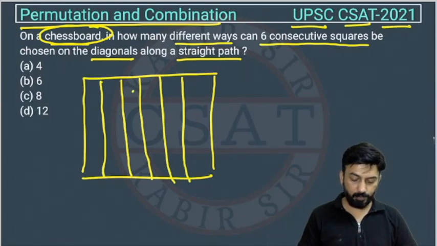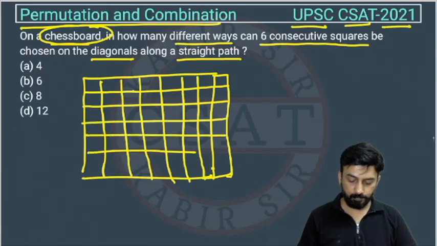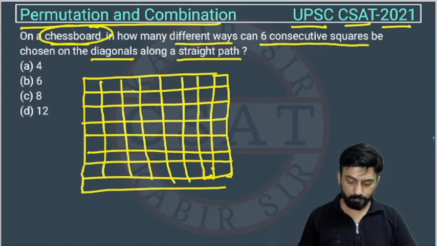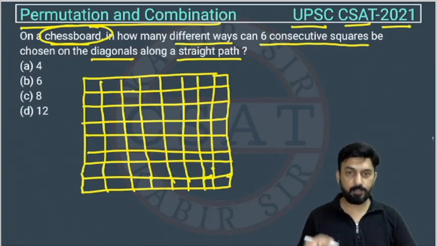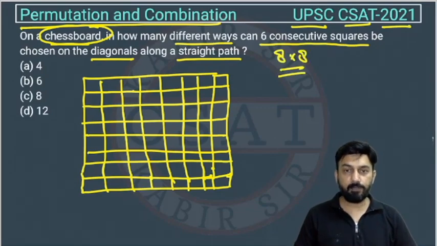Okay. So how many? 1, 2, 3, 4, 5, 6, 7. One more we need. The chessboard is of 8 by 8. Right. So 1, 2, 3, 4, 5, 6, 7, 8. And this side also 8. 1, 2, 3, 4, 5, 6, 7, 8. Right. So chessboard is of 8 by 8. Right. So this thing we have to remember.